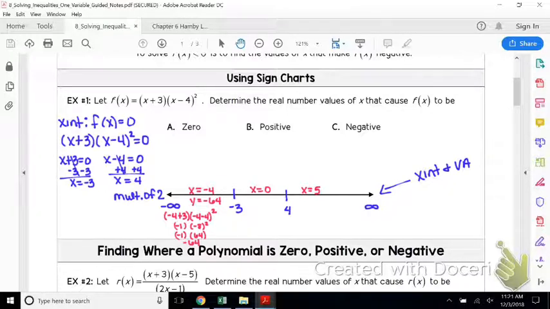Because the only way that y value can change signs to become positive is if it crosses the x-axis, which means it would have to be an x-intercept. And we have our x-intercepts listed there. All right, then let's plug in the 0.